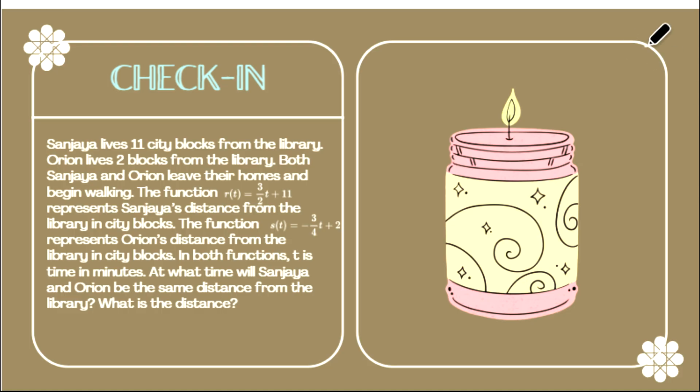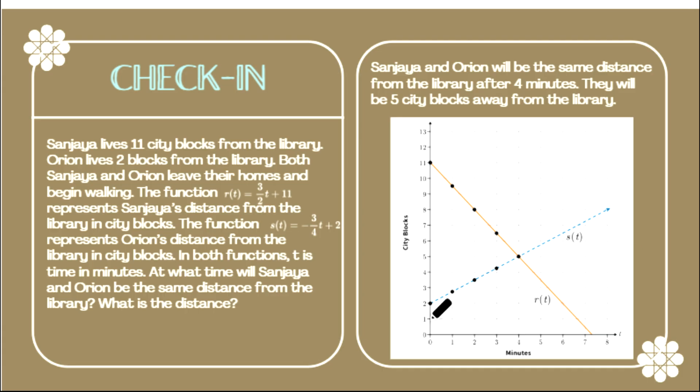At what time will Sanjaya and Orion be the same distance from the library? What is the distance? So it wants to know the point of intersection and what that number is. So pause it, figure it out, come back. You would graph both of these functions. This is what the graph looks like. You can see they intersect right here, which is at 4 minutes, 5 blocks. And that means that Sanjaya and Orion will be the same distance from the library after 4 minutes. They will be 5 city blocks away from the library.